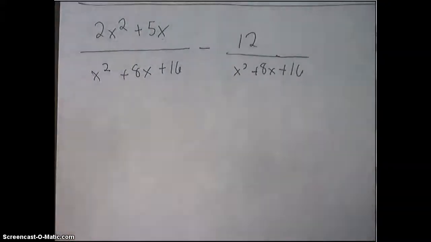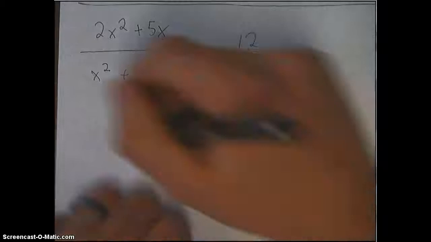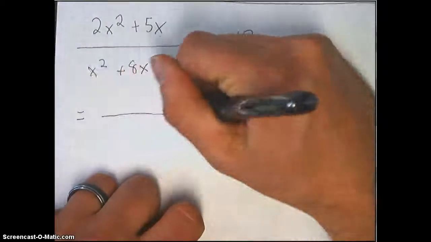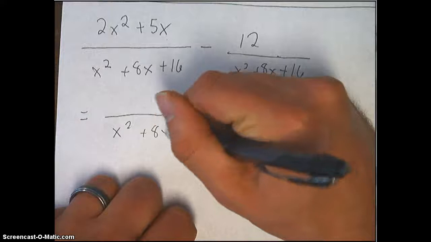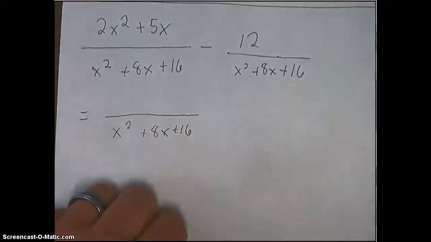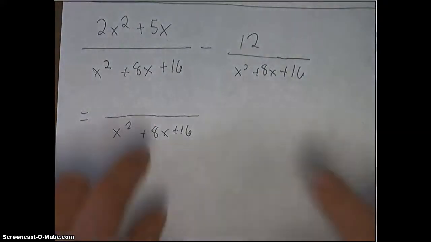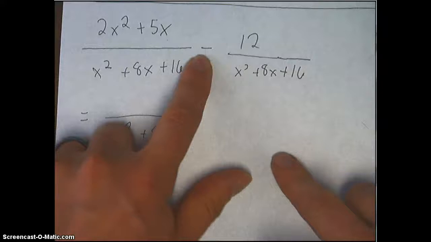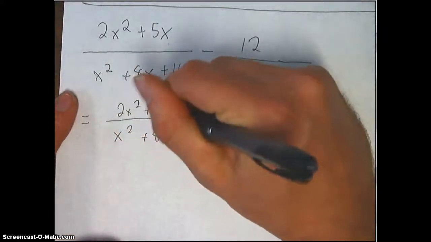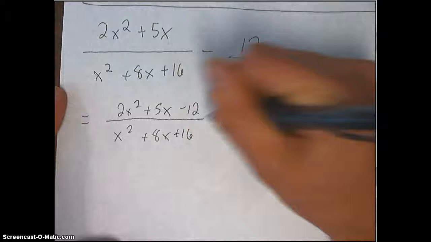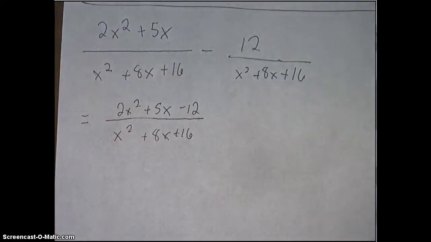So I've got two fractions, and I have a common denominator of x squared plus 8x plus 16, so I can go ahead and write one fraction that's got the common denominator, and in the numerator, I'm just going to do 2x squared plus 5x minus 12. Now, you might be tempted to say we're done here, but we're not, because we can factor the top and the bottom.